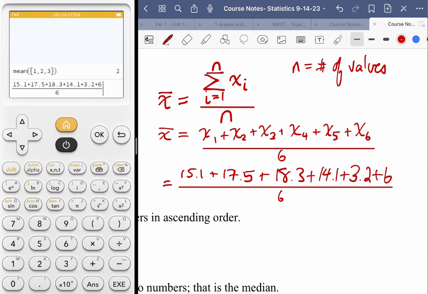Alright, so when you get that in there, you hit either OK. You see OK right next to the home button, or down at the bottom you can hit the EXE, the execute. Either way, both of them do the same thing. Right. So I'll hit OK. And you get this number.